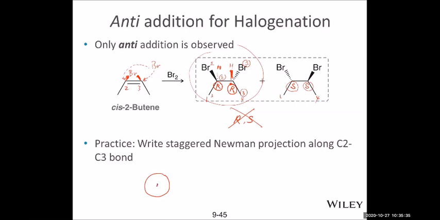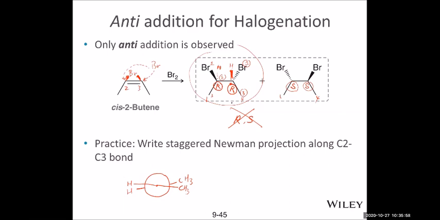And with 2 and 3, I put a methyl group here and the hydrogen being here. This is cis, so the methyl group is on the eclipsed position. All right, so that's basically where we start from. This is what the reactant looks like.